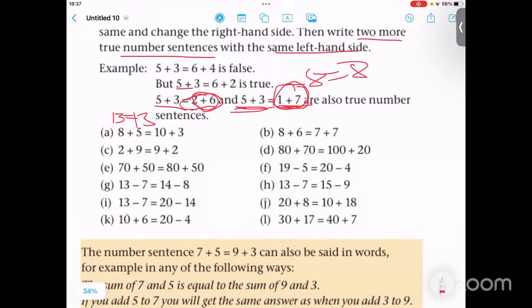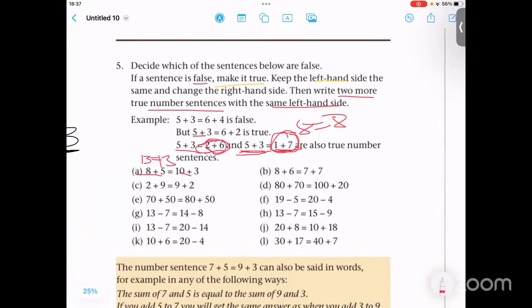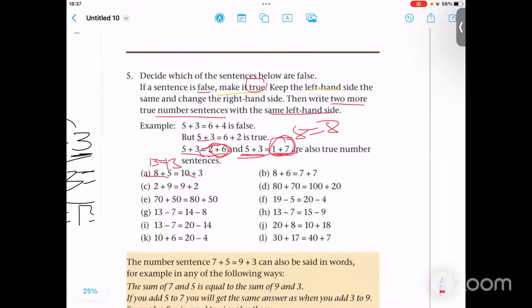Now, guys, I'm going to ask you. Are the 13 that we got here and the 13 here the same? Are they equal? They are equal. So which makes the statement what? The statement true.